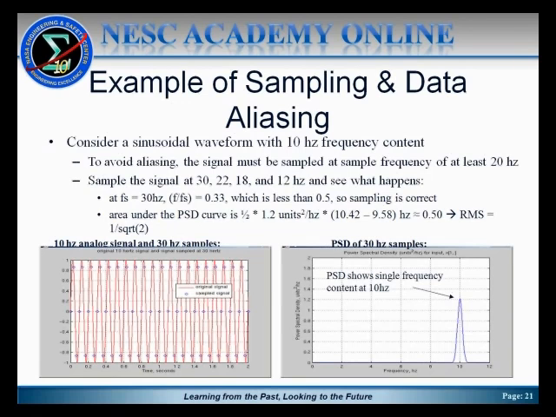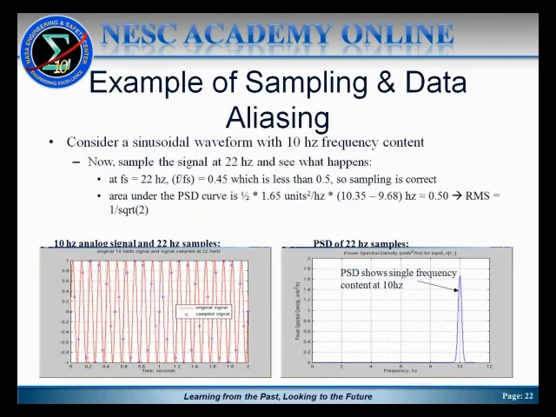So sampling this 10 hertz signal at 30 hertz was correct, and we got the output we were expecting at the frequency we were expecting. Now let's sample it at 22 hertz, which should be sufficient because it's greater than twice the frequency of the input signal. Again we do the same thing, and we see a nice little spike in the PSD at the lower right, centered on 10 hertz, just like it should. And if we compute the area under the curve, we get an RMS of 1 over square root of 2, like we would expect.